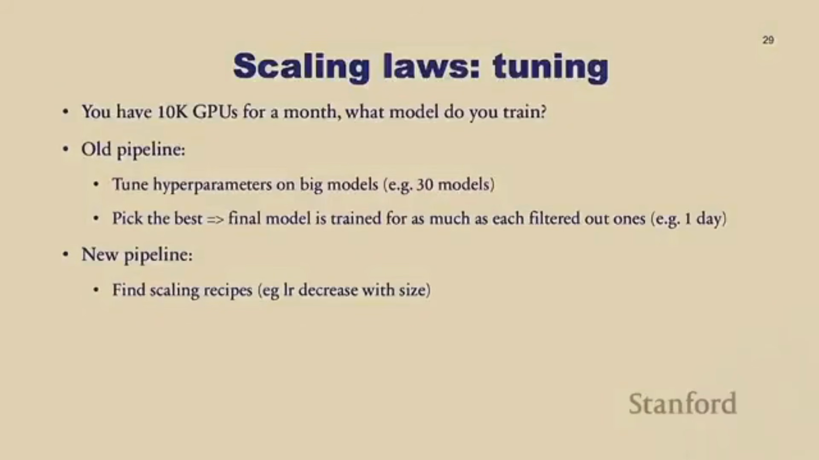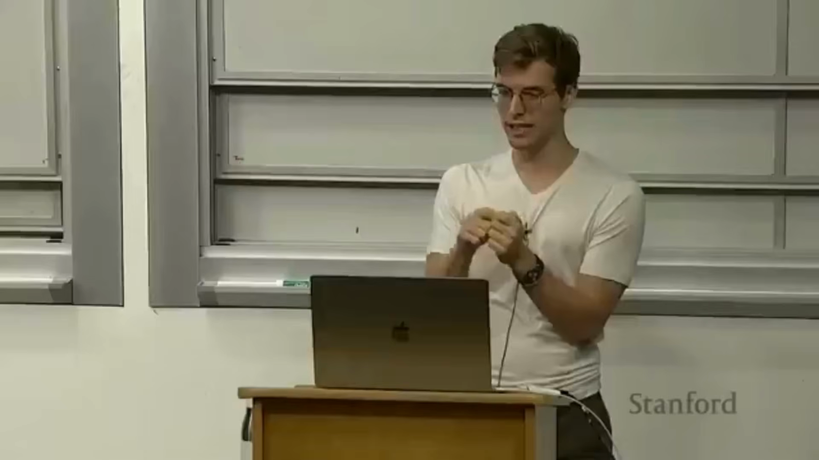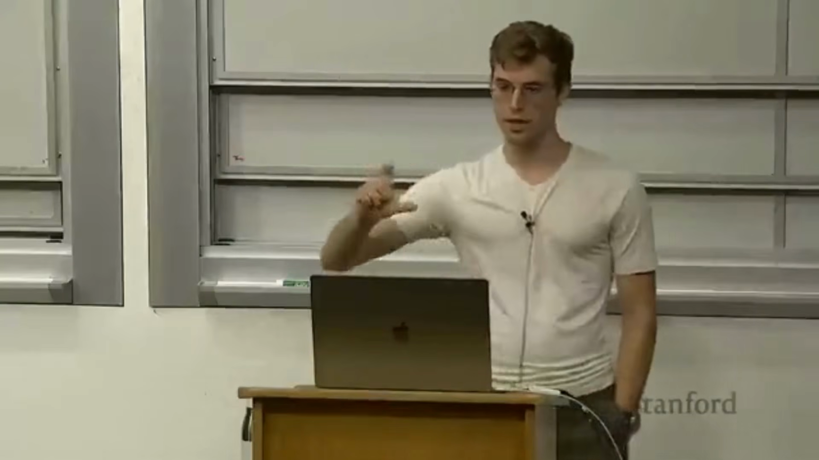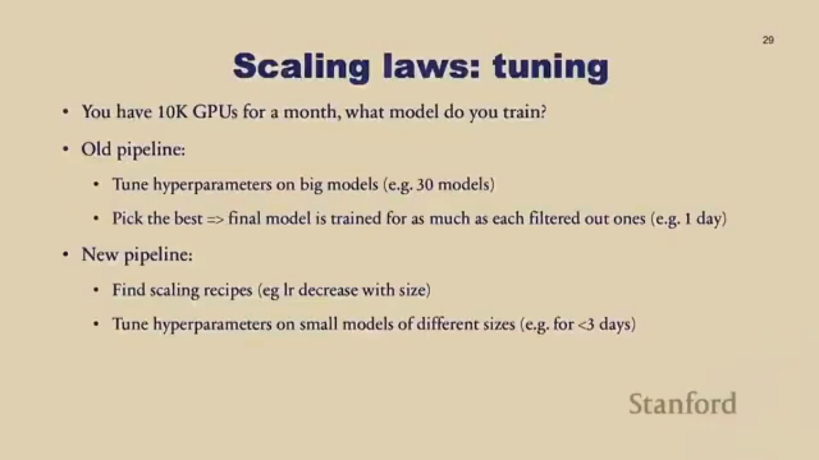The new pipeline is that you first find a scaling recipe. So you find something that tells you, for example, one common thing is that if you increase the size of your model, you should decrease your learning rate. So you know if I increase the size of my model, here's what I should do with some hyperparameters. Then you tune your hyperparameters on smaller models of different sizes. Let's say for 3 days of my 30 days, I will train many different models and do hyperparameter tuning on these small models, each of different sizes.